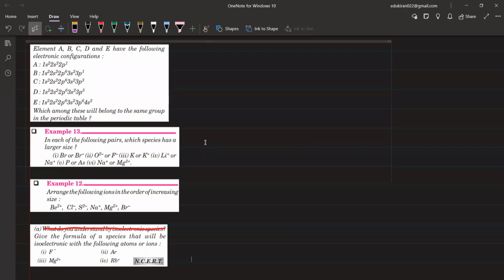Second, which of the following pairs, which species has largest size? Second one, can you please rethink which one has larger size? Fatima, can you try once more? Yes. Okay, and the last one could not. Okay, fine. I'll explain the last one. Others also, please send the answers, whatever you have done till now.